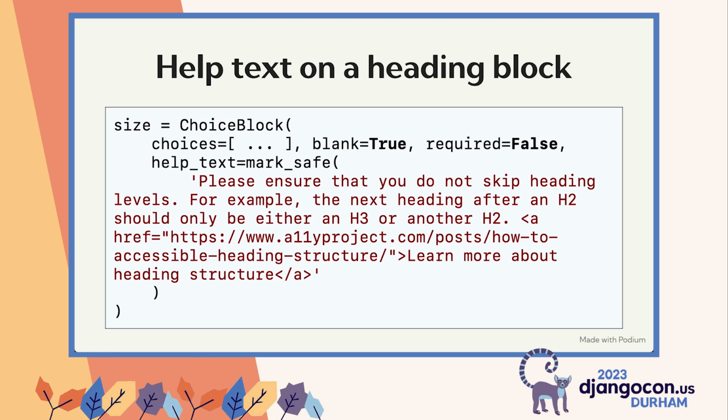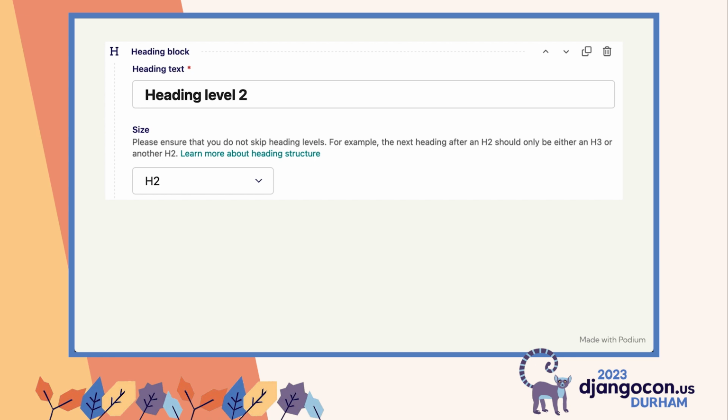Looking back at the heading block, here is an example of the kind of help text that I would add to its size field, its size subblock. Note that you can use Django's mark_safe utility to include HTML in your help text, which is useful for linking to more detailed guidance. So I've said, please ensure that you do not skip heading levels. For example, the next heading after an H2 should only be either an H3 or another H2, and then provided a link that mark_safe will render. And here's the result of that in the editor. We have that text appearing right here between the heading of the field and the actual widget for it.